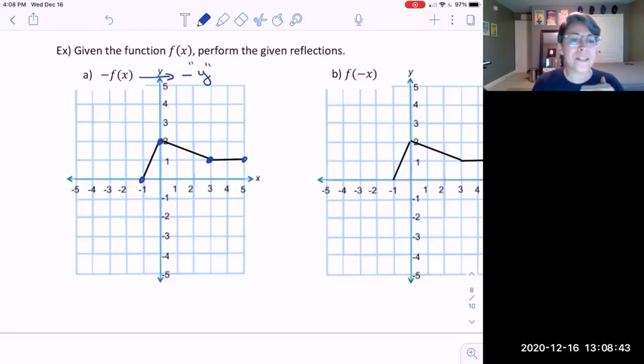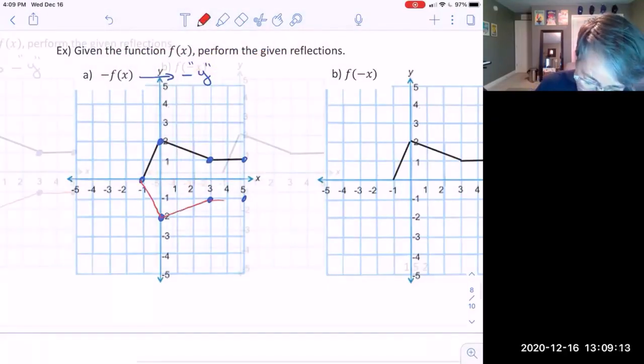Well, at -1, 0, the opposite of 0 is just 0. So that point's not going to switch. At -2, though, that's a y value that we can switch down and make it a -2. At 3, 1, the y value would become -1. And the y value at 5 will also become -1. So this graph, if we were to reflect it, looks like this in red.